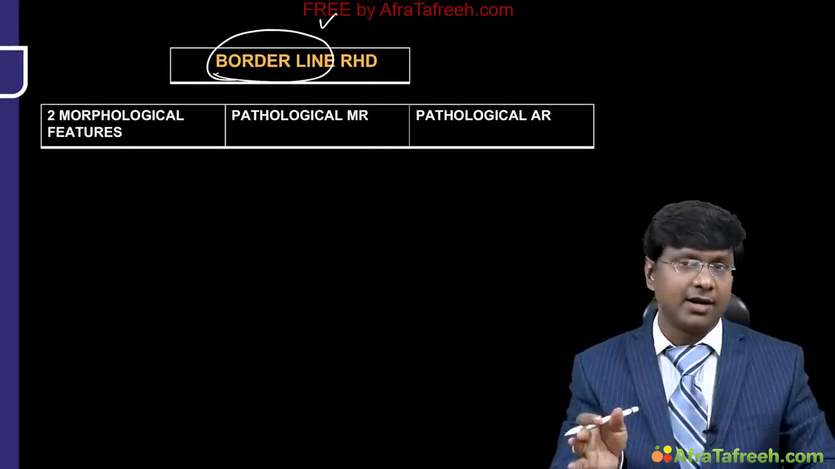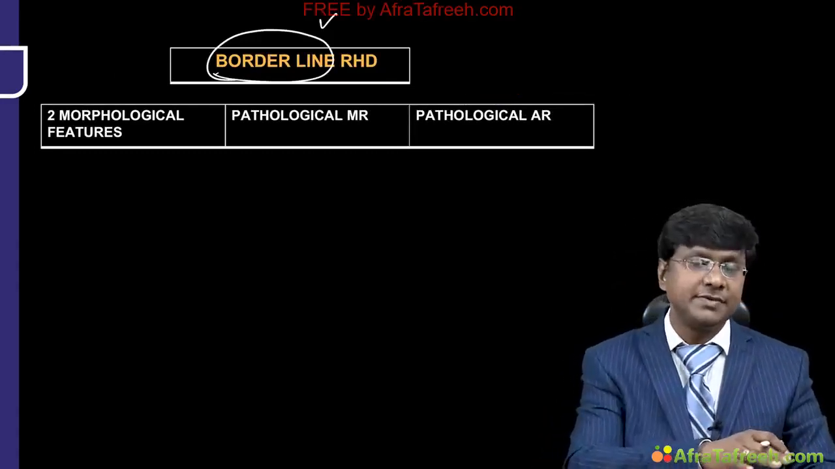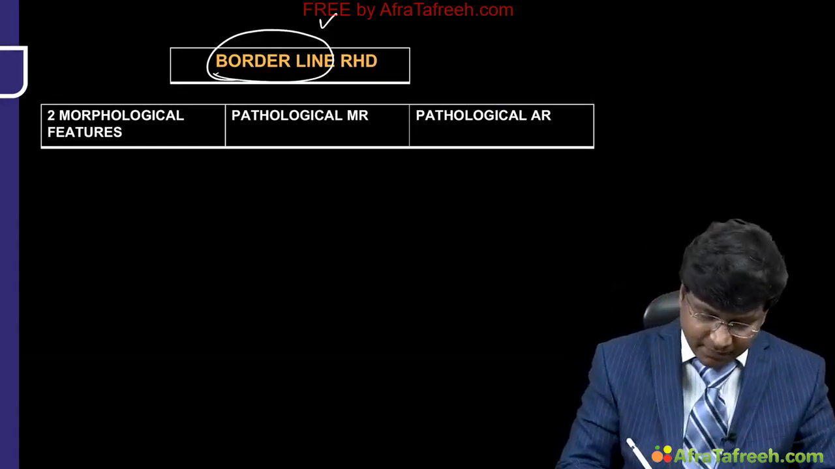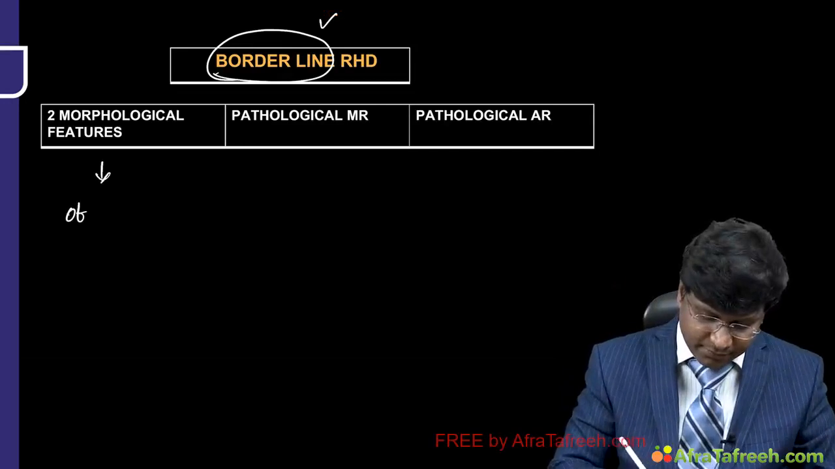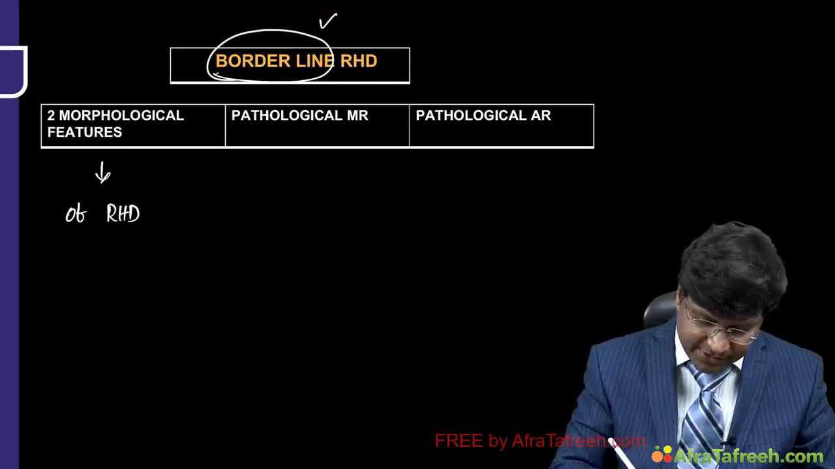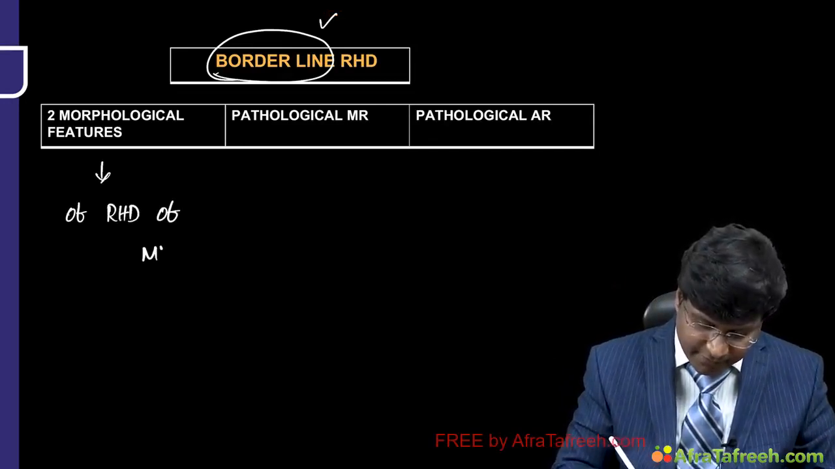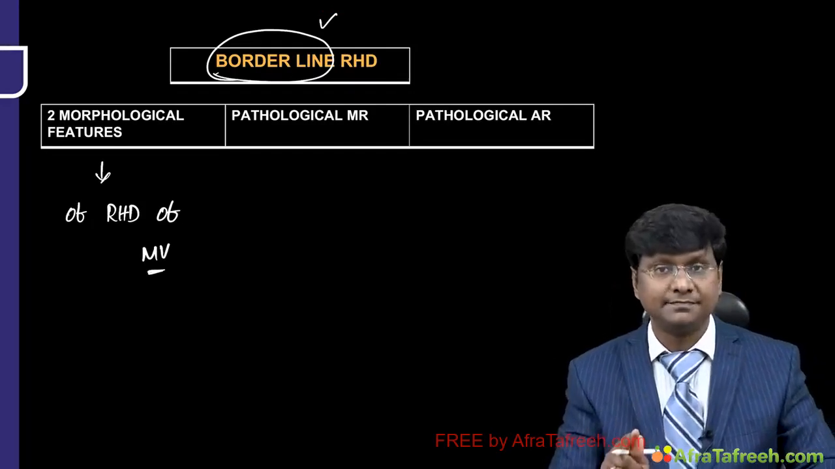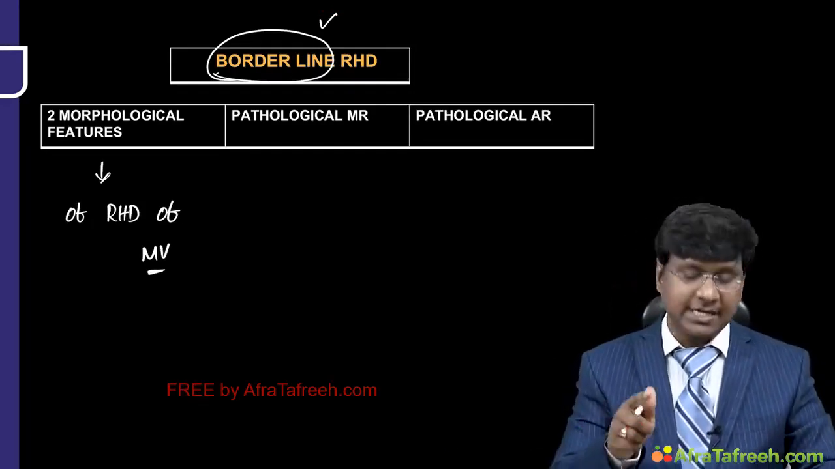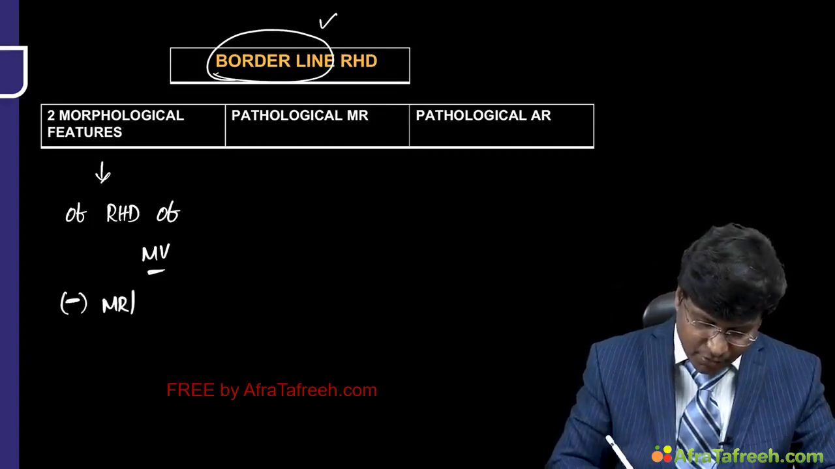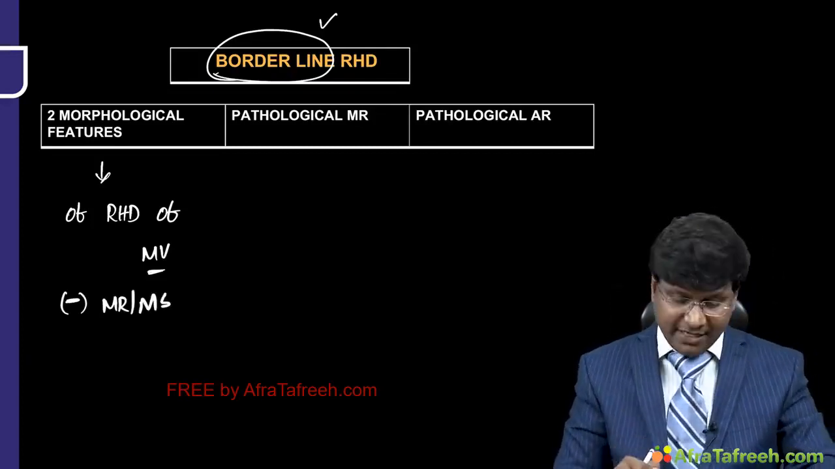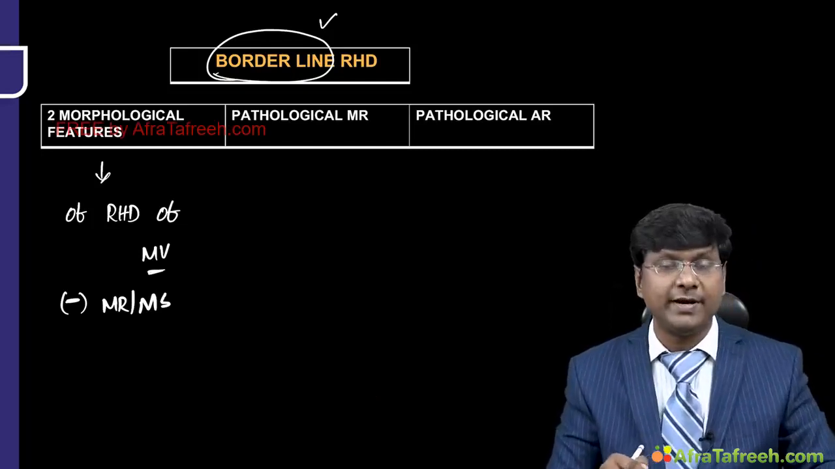Then next is borderline rheumatic heart disease. When will you call borderline? Previously what we were discussing was definite. See, 2 morphological features of rheumatic heart disease of the mitral valve without pathological MR, right? No MR, no MS.